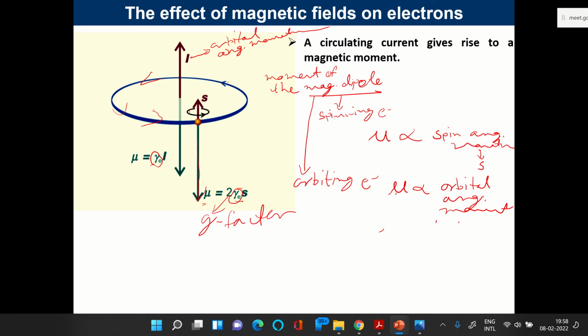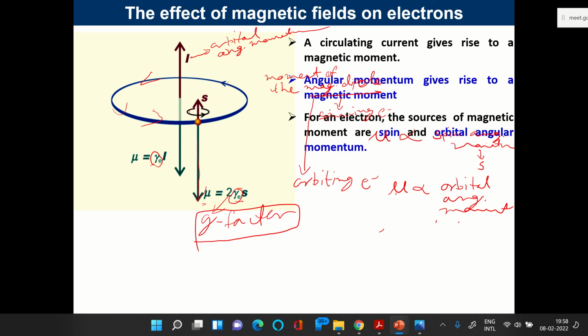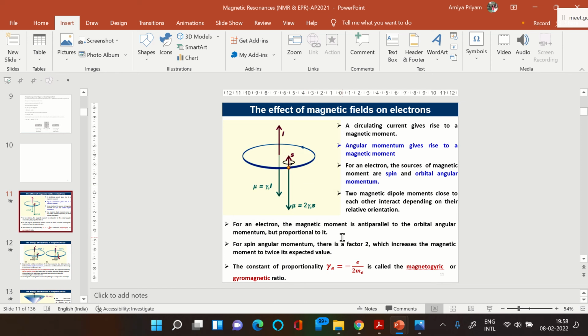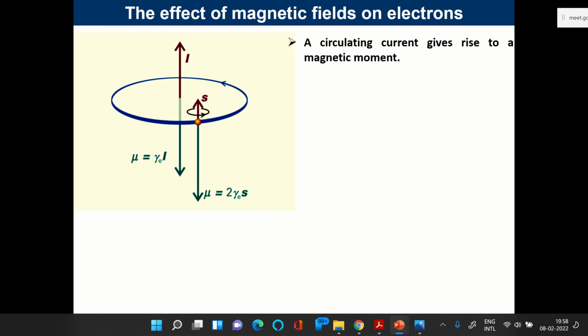But practically calculated, it was found that it is twice what we were expecting, and that's why this term, the g factor, was introduced. Later on, relativistic calculation confirmed that yes, it is due to that effect. So fundamentally we are clear on this part, then we can move forward.